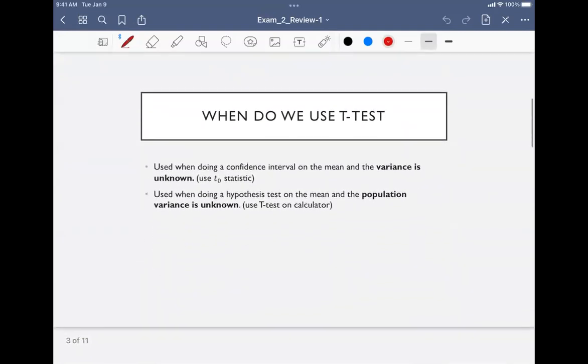So first, when do we use the t-test? We want to use the t-test when we're doing a confidence interval on the mean and the variance is unknown. So just a quick reminder that the mean is signified by mu and the variance is unknown, so we don't know sigma. And then we also want to use the t-test when we're doing a hypothesis test on the mean and the population variance is unknown, which is the same thing, the sigma.